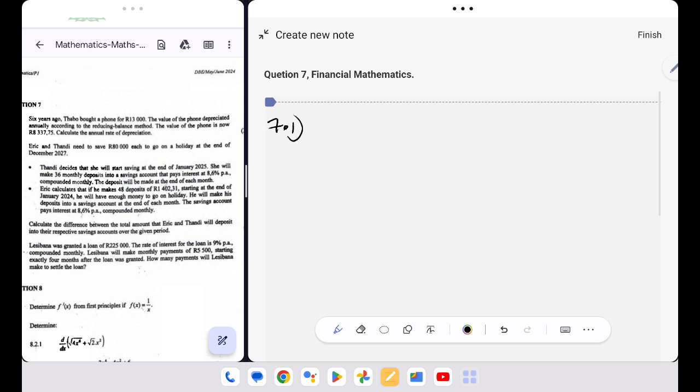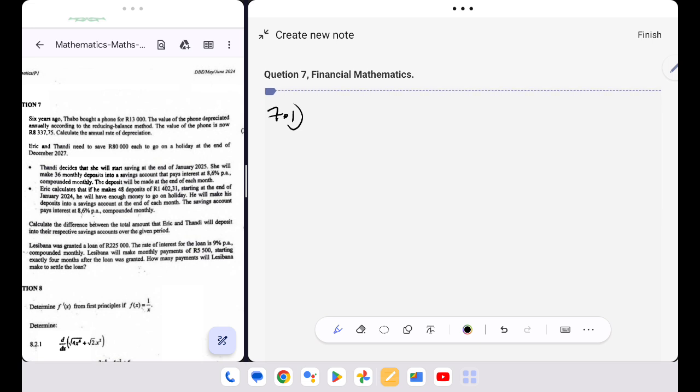On the first question we are told that 6 years ago Tabo bought a phone for 13,000. The value of the phone depreciated annually according to the reducing balance method. The value of the phone now is 8,337.75. Calculate the annual rate of depreciation. Okay, what do we have?